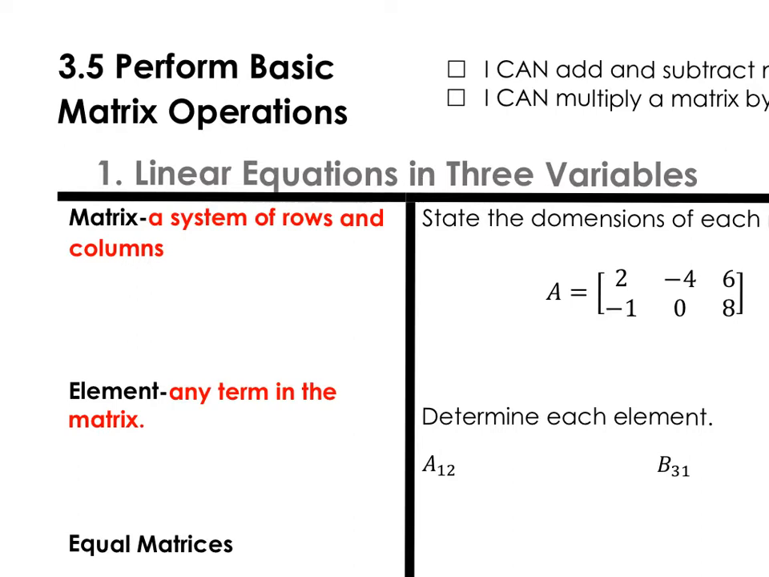Unlike a system of equations where you have matching equations with matching variables, a matrix can have different numbers of rows and columns. So the dimensions of a matrix, we say the rows first and then the columns second. An element in a matrix is a term that's within that matrix in a specific row and a specific column.